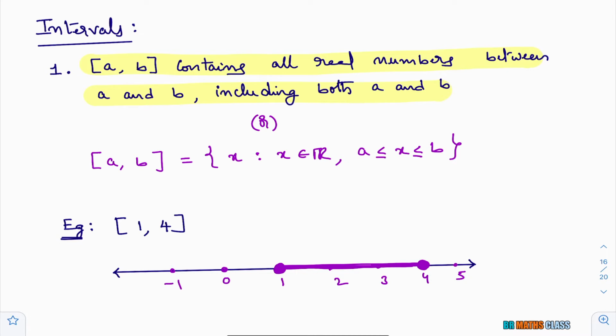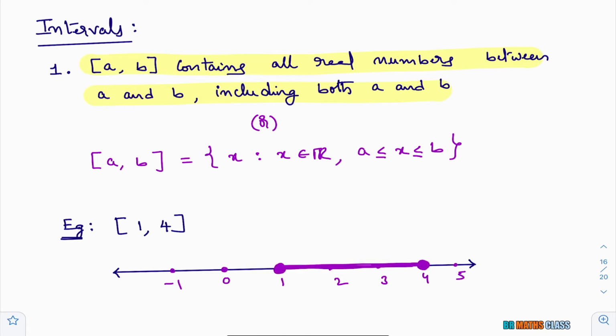However, we can understand this more clearly with an example. Somewhere you saw it like this, closed interval 1 comma 4. It means that it contains all real numbers between 1 and 4. As it is a closed interval, both 1 and 4 are included. You observe this interval on the number line. You see here, 1 to 4. This closed interval 1 comma 4 contains all the numbers in between 1 and 4. As it is a closed interval, 1 is included, 4 is also included.